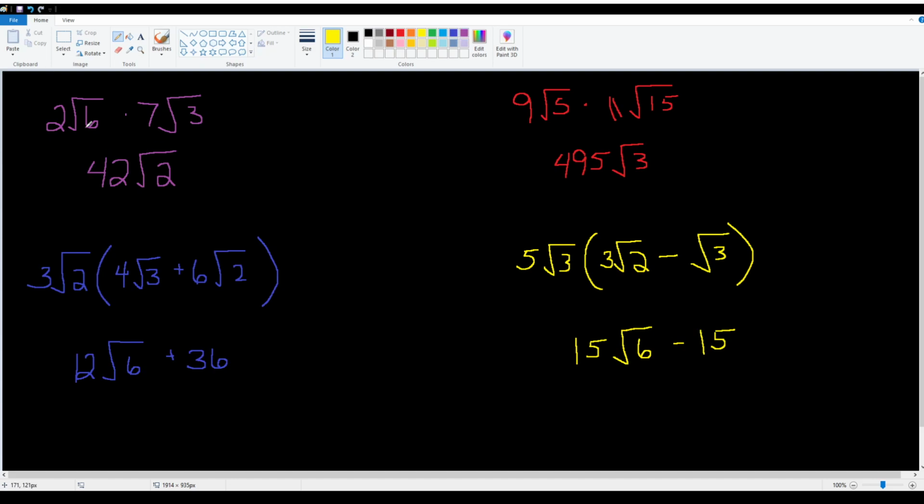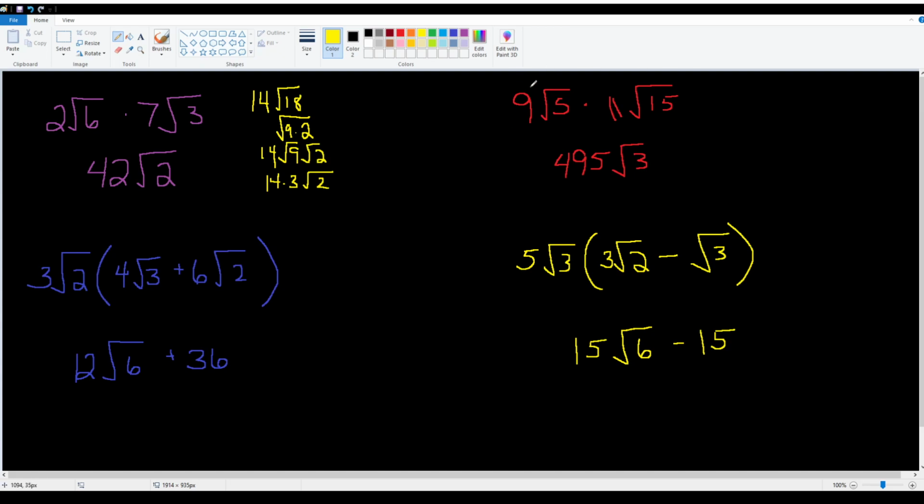So again, for the first one, multiply the coefficients. 2 times 7, you get 14. Multiply the radicals. Radical 6 times radical 3, you should get radical 18. But radical 18 can be simplified. Radical 18 gets split up into 9 times 2, which is radical 9 times radical 2. And radical 9 becomes 3. And 14 times 3 brings us to 42. So that's how we get our 42 radical 2 there.